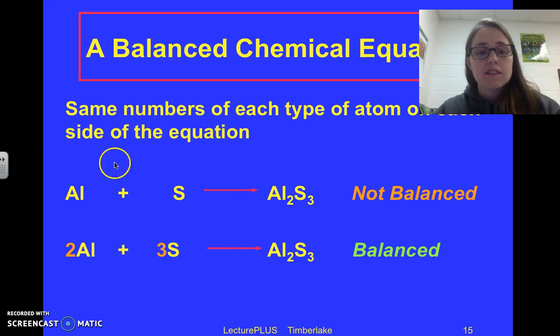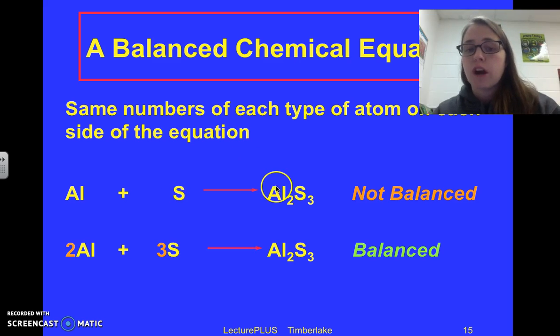So our reactants and our products, if we look, we can count how many atoms are right here. There's one atom, okay, one atom of aluminum. There's one atom of sulfur. If we look at the right side, okay, here we have 2 atoms of aluminum and 3 atoms of sulfur. Is that balanced? No, because we don't have the same number of aluminum on this side as this side, or the same number of sulfur as this side on this side.